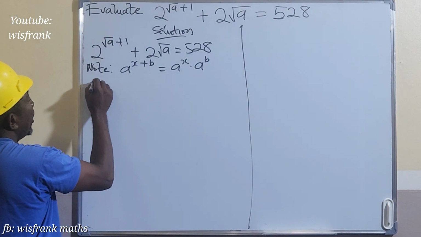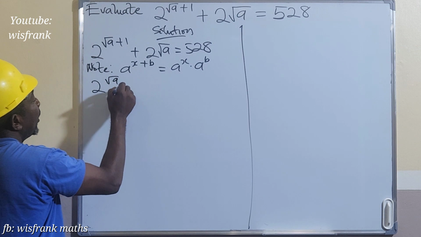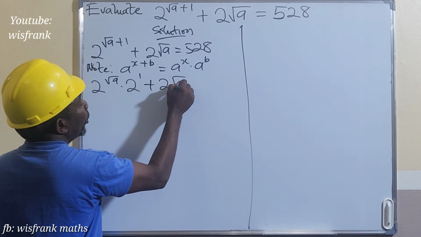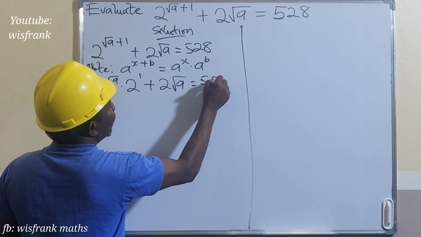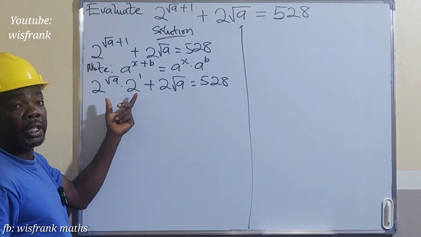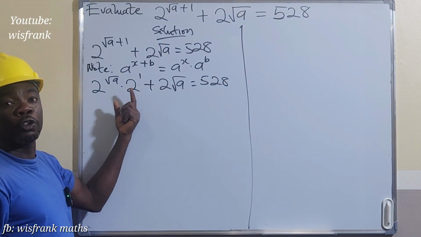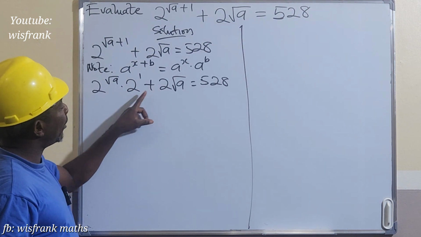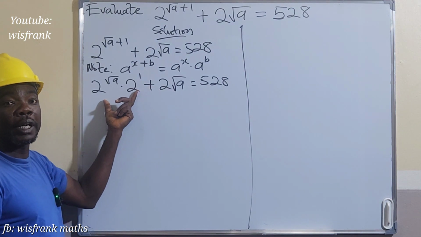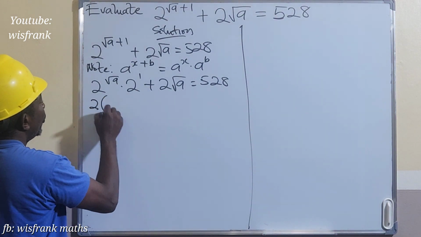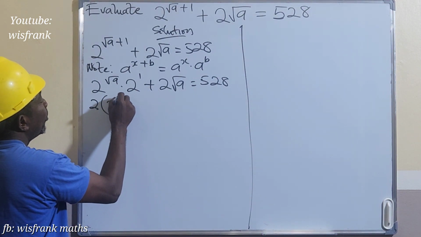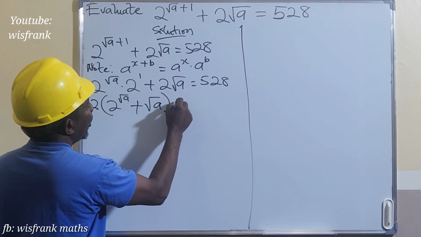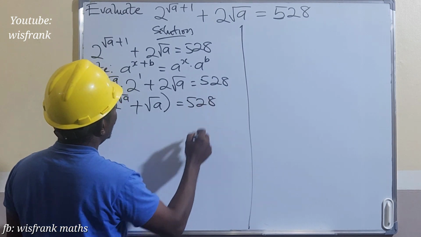So this will become 2 to the power of a times 2 to the power of 1 plus 2 root a equals 528. In this case, what we are going to do next is for us to look at what number is common to this. So we have here 2, so we are going to factor it out. So we have here 2 into 2 to the power of root a, then we have plus root a equals 528.